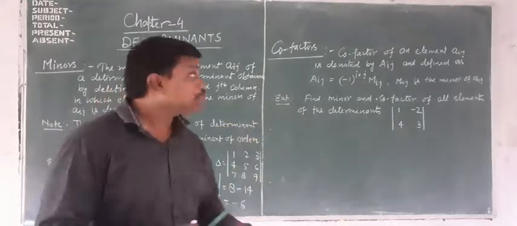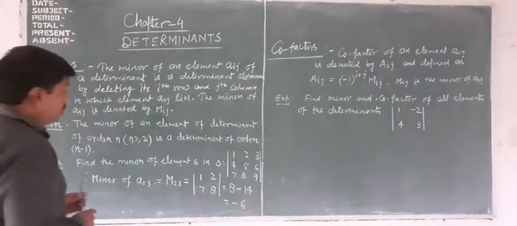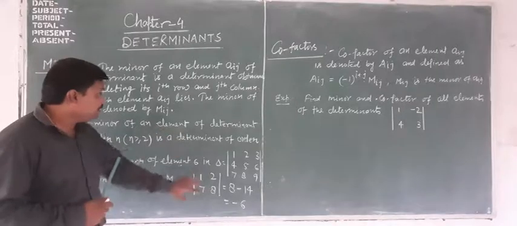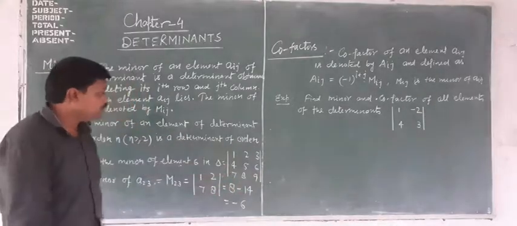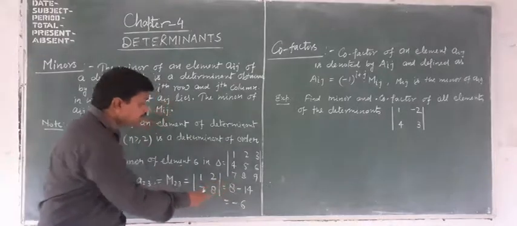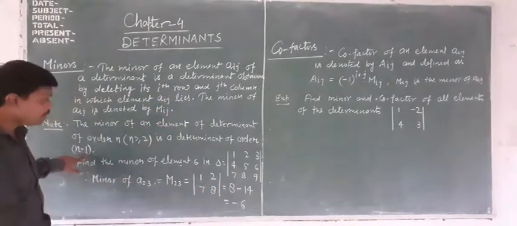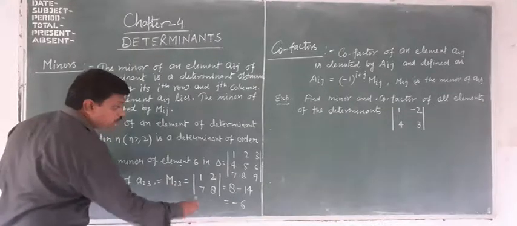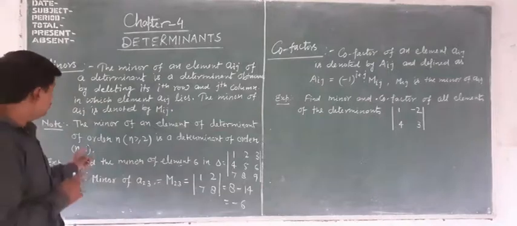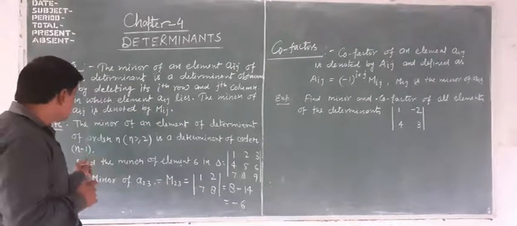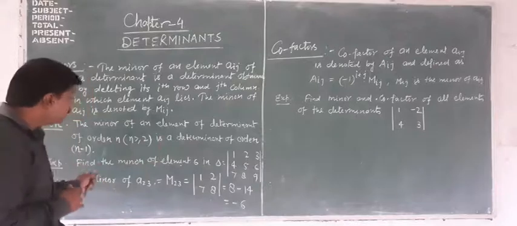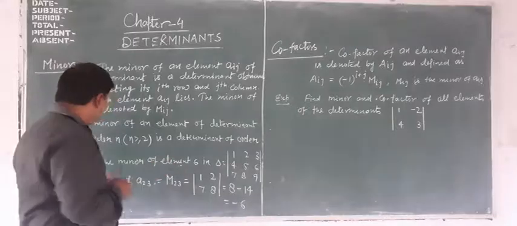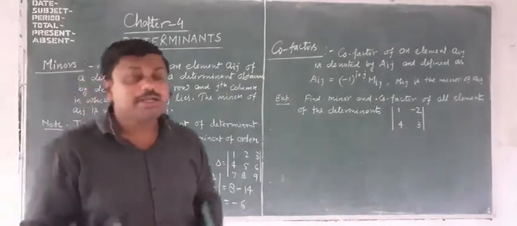Is that clear? You can easily see that the order of this determinant is 3. So the minor of this element is of order n minus 1, that is 3 minus 1, which is 2. The minor of this element is a determinant of order 2. So we can easily verify the result: the minor of an element of a determinant of order n, with n greater than or equal to 2, is a determinant of order n minus 1. So this is the definition of minor.